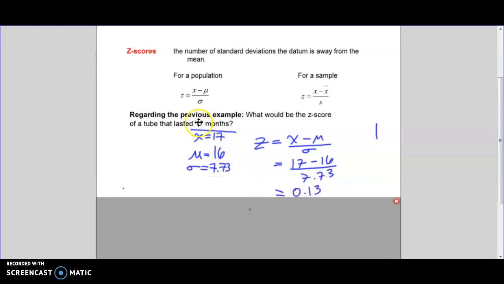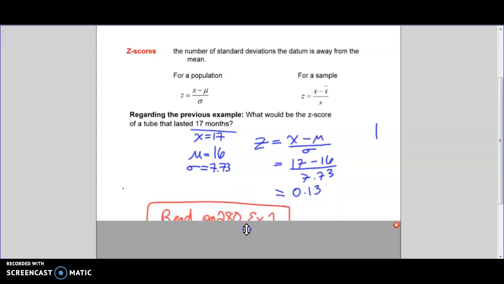So 17 months is our x value. The mu we know from the last slide is 16. And we also solved for the standard deviation, the sigma, which is 7.73. So x minus mu over sigma, x is 17, mu is 16, and the standard deviation is 7.73. Calculating that tells us that a tube that lasted 17 months has a z-score of 0.13.